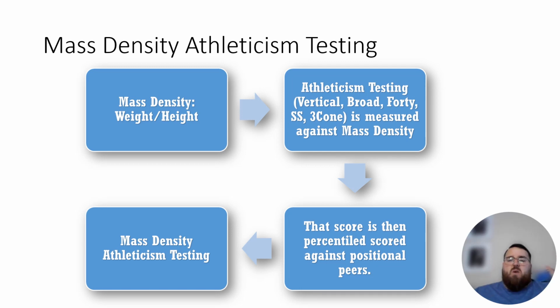Getting to the first part, mass density athleticism testing. For those that do not know what the heck this is, let me fill you in. Mass density is weight divided by height. Then athleticism testing is the vertical jump, the broad jump, the 40-yard dash, the short shuttle, the three cone. These things are measured against mass density, and that basically gets you a percentile score against positional peers, which gets you the mass density athleticism testing.